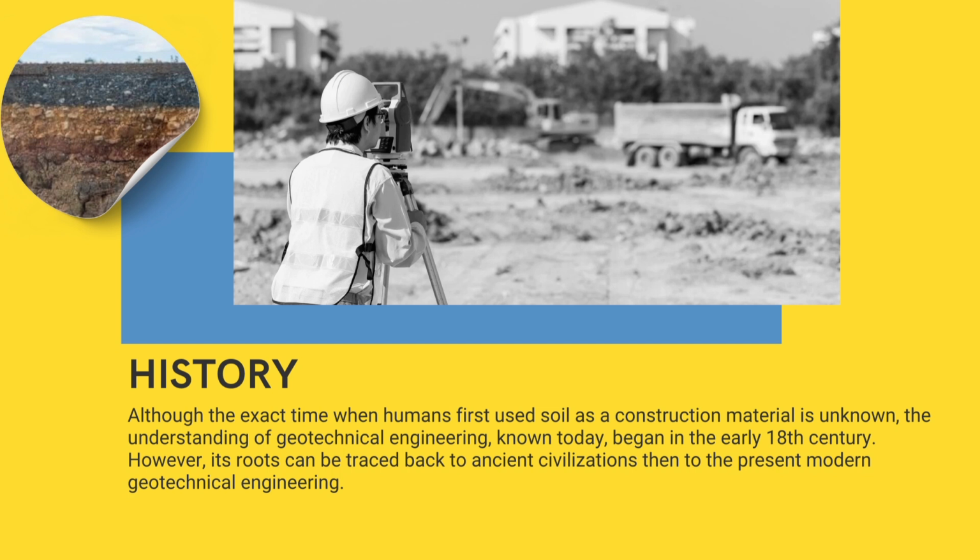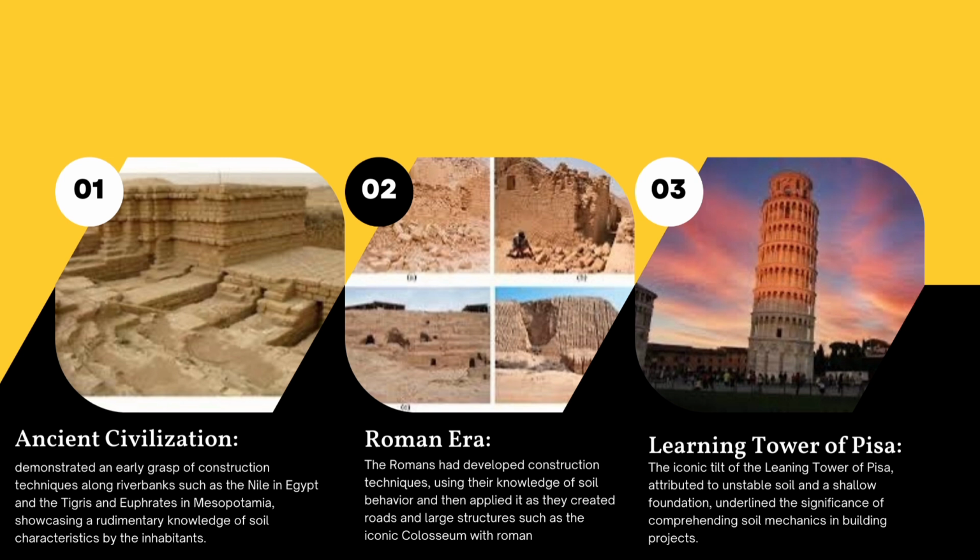So, although the exact time when humans first used soil as a construction material is unknown, the understanding of geotechnical engineering known today actually began in the early 18th century. Its roots, however, can be traced back to the ancient civilizations. First, the ancient civilization. During this era, early construction around the river banks such as the Nile in Egypt and the Tigris and Euphrates in Mesopotamia actually demonstrated basic soil knowledge by the people.